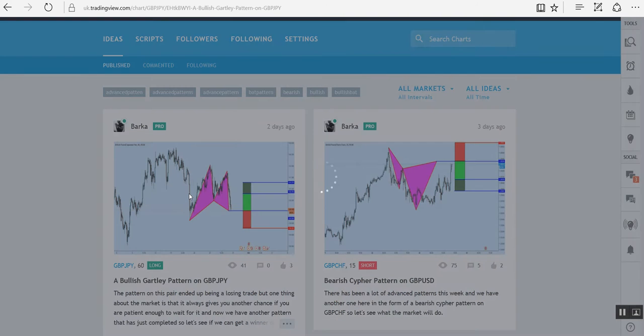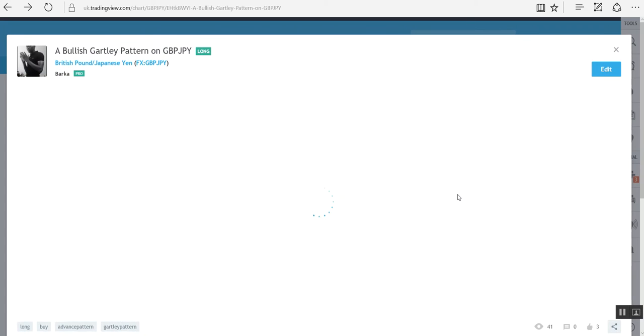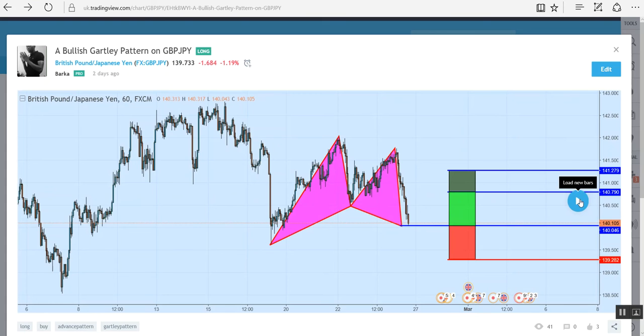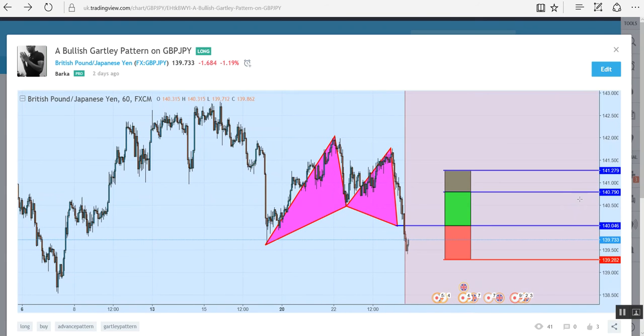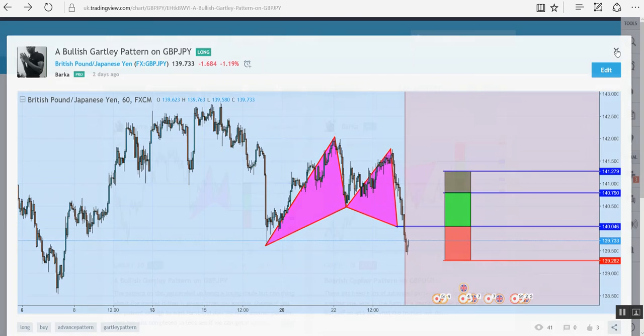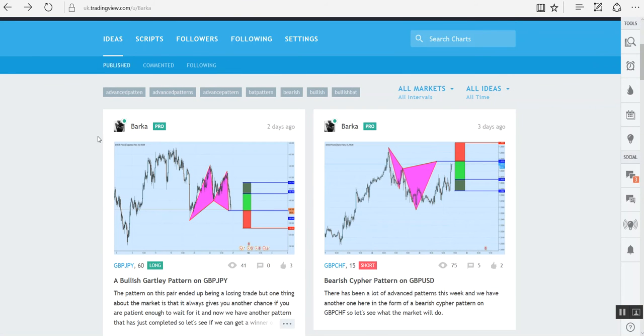So yeah, that's the trade. I think that's the trade I posted on TradingView, the pound against the Japanese yen. As you can see, the market is currently in the red, so we'll have to wait and see what the market is going to do.